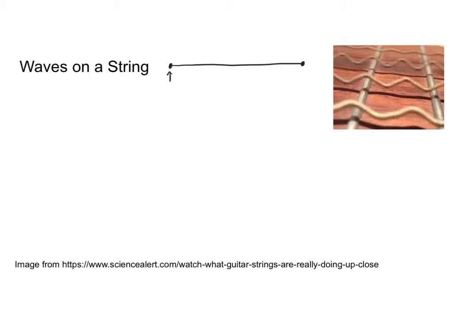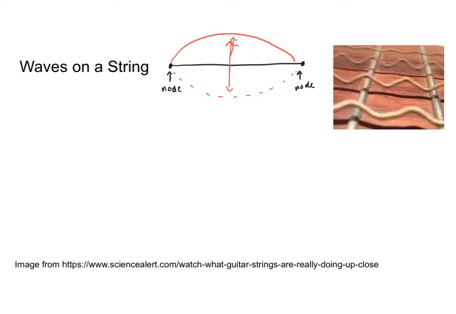I know that each end of my string has to be a node. I know this because the ends of my string are attached down to something, so they can't move around freely. So what that means is that any standing wave created on the string is going to have a node at each end. So I can create a standing wave like so, where my string is vibrating up and down, and the center of my string is an antinode.